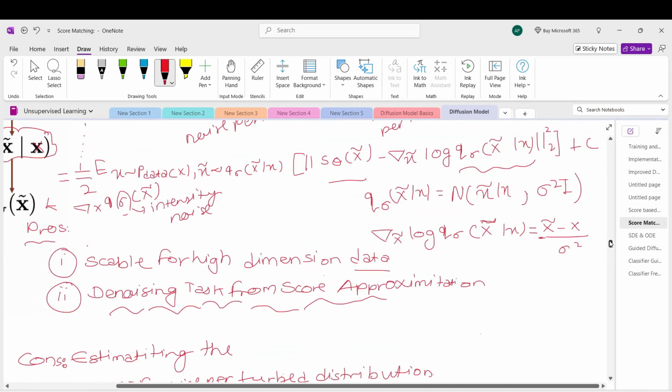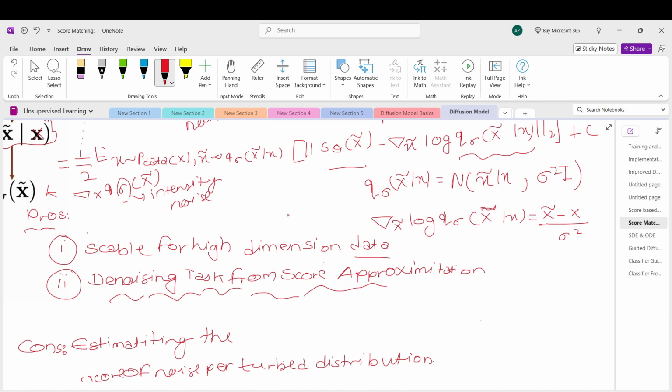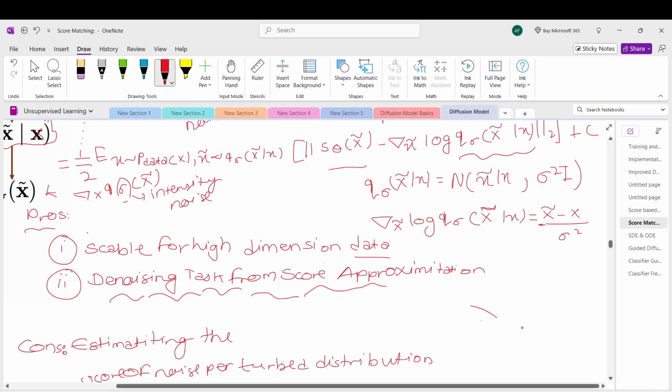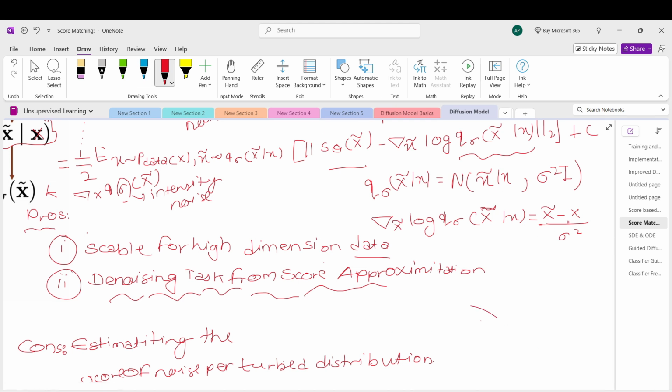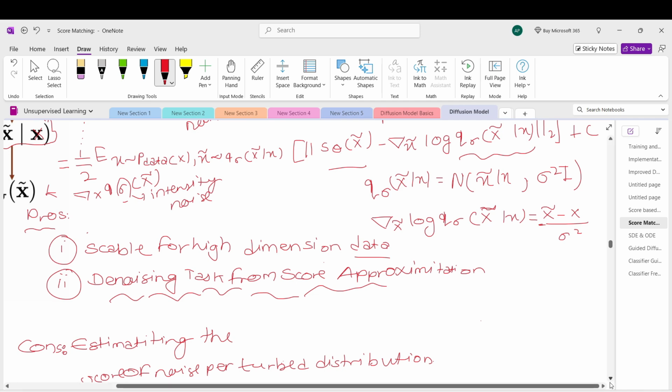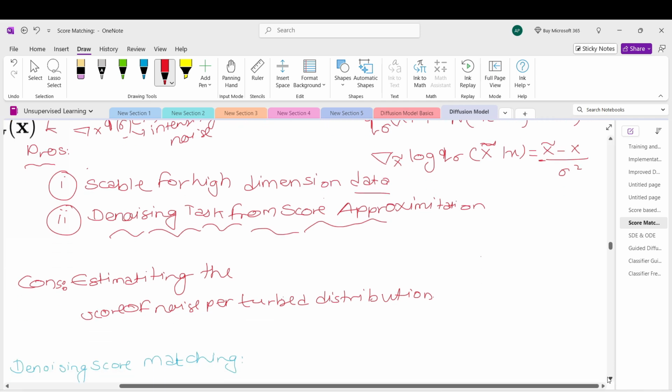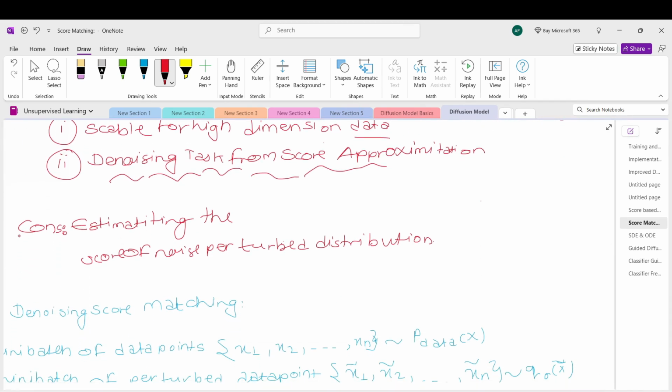So this is the benefit of using this. It does not depend on dimensionality, and thus score approximation can be accomplished by the denoising task. We'll see how this denoising actually happens. If we apply this formula, we reach the denoising objective, for which we can apply our gigantic neural network to do the task. So what are the cons?